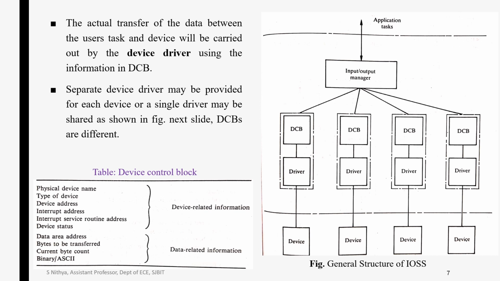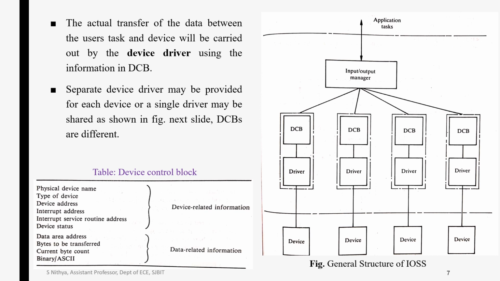In the next line, there will be a DCB, I mean a device driver, which is mentioned in this diagram. So what is there in the DCB? The DCB is nothing but a device control block, which contains the information related to the device. So what is the physical device name, the type of the device, the device address, interrupt address, interrupt service routine address, and then device status.